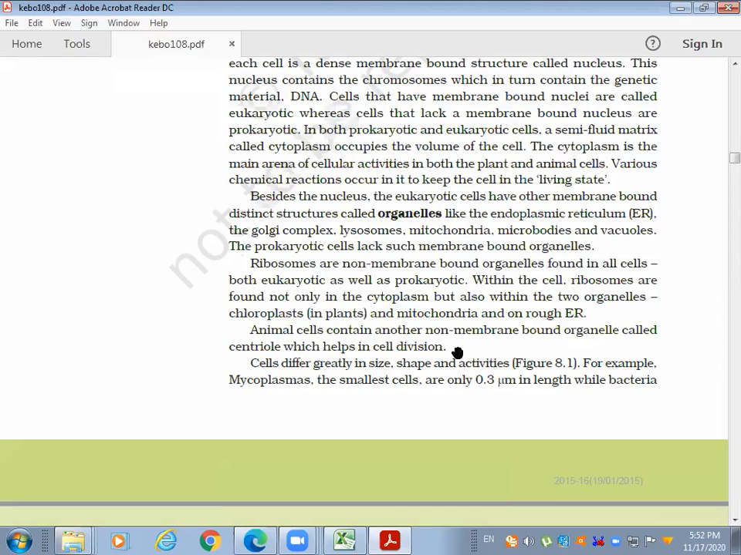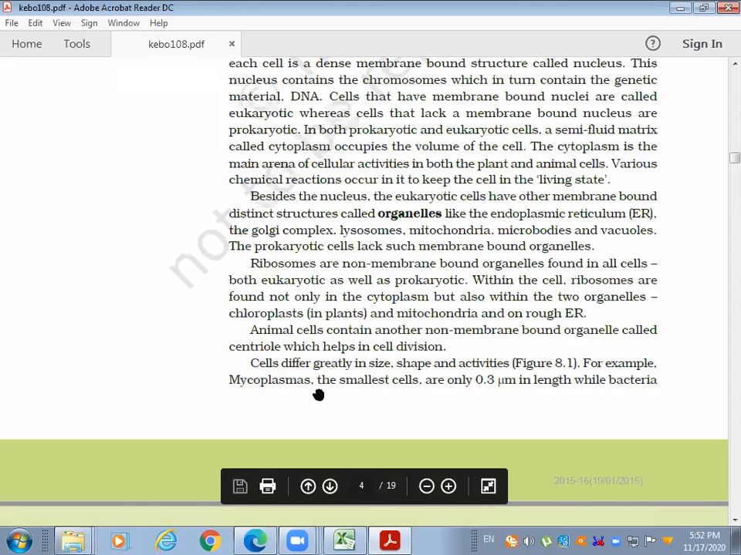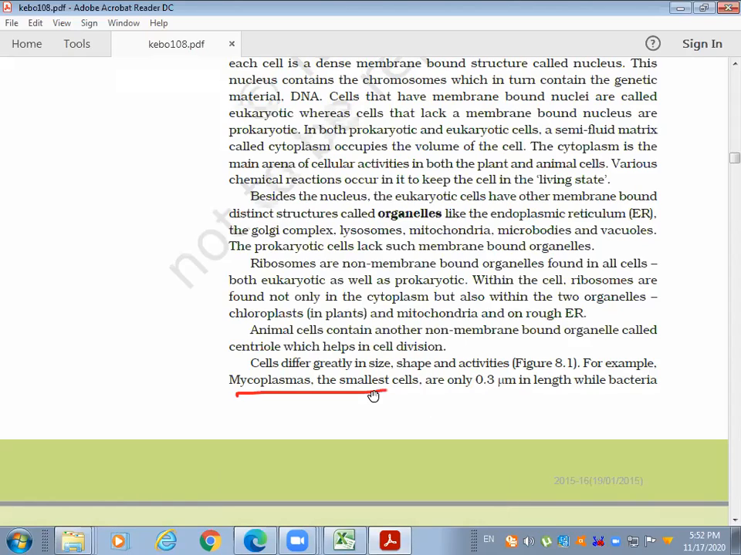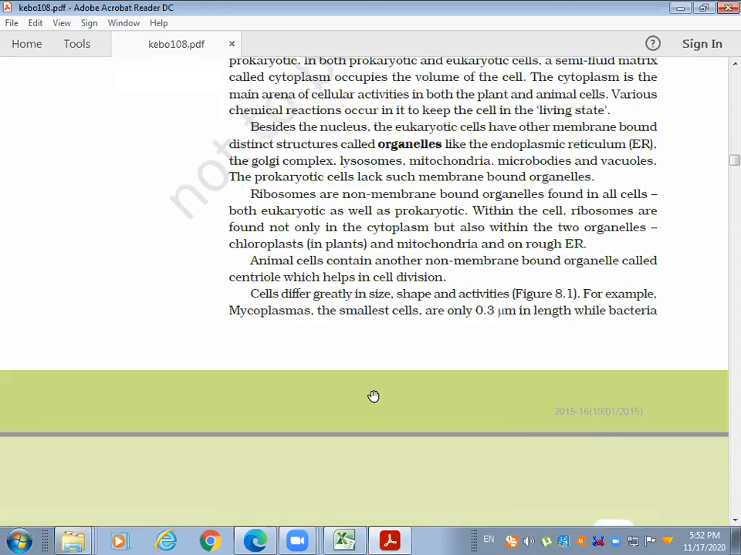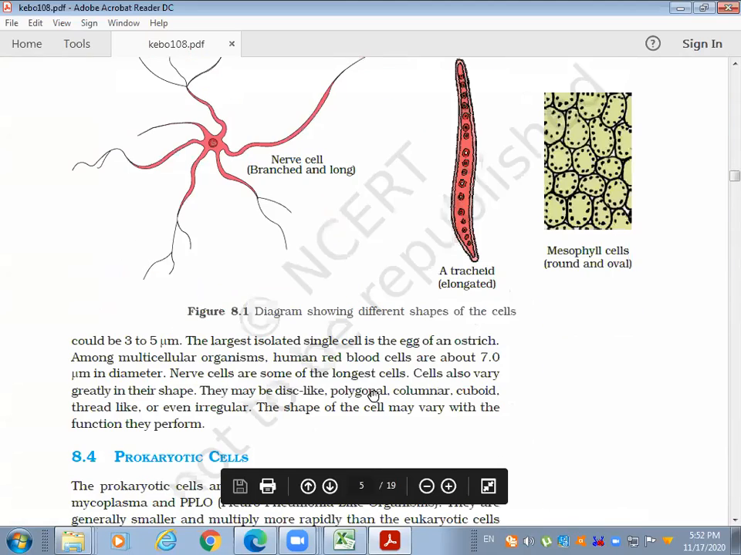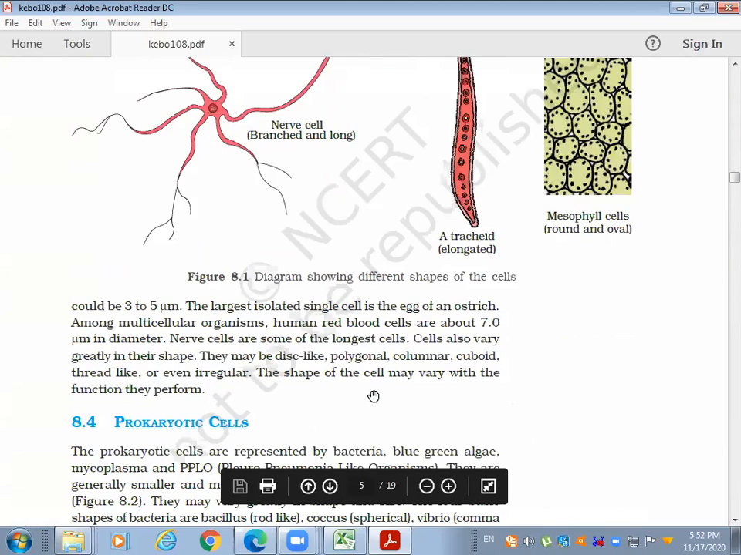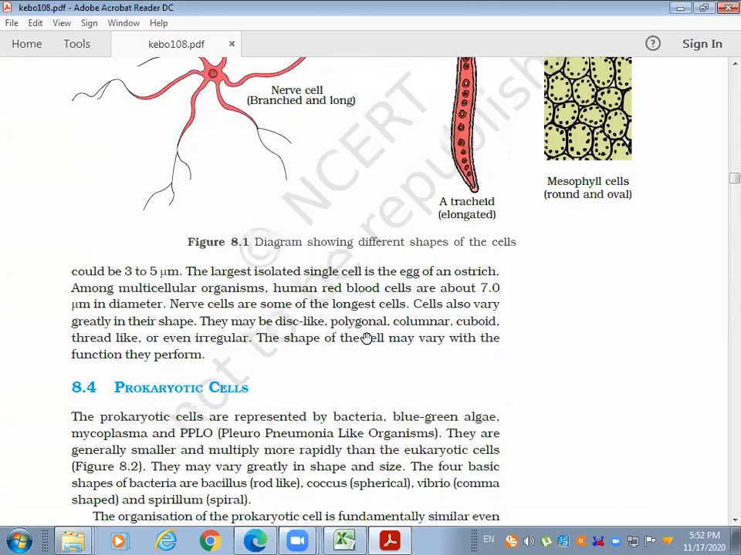Cells differ greatly in size, shape, and activities. For example, mycoplasmas, the smallest cells, are only 0.3 micron in length, while bacteria could be 3 to 5 micron. The largest isolated single cell is the egg of an ostrich.